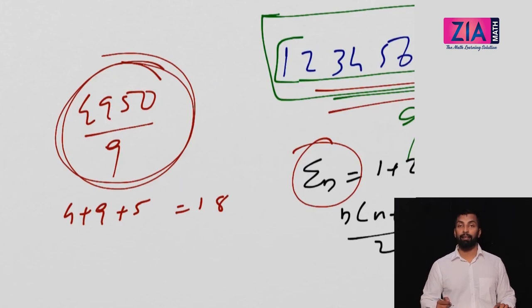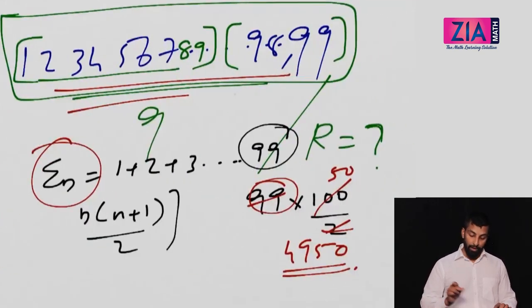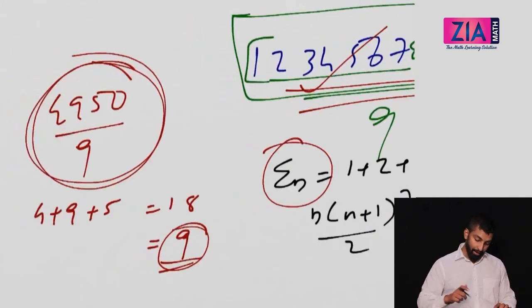Still I need to take the sum of digits again, right? I am doing it till you get a single digit. So what is the single digit you got? 9. That means when you get the single digit as 9, this number is divisible by 9. So what is the remainder? Remainder is 0. A very difficult question you solved in seconds based on the divisibility rule of 9.